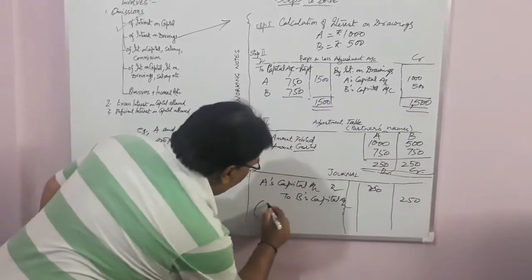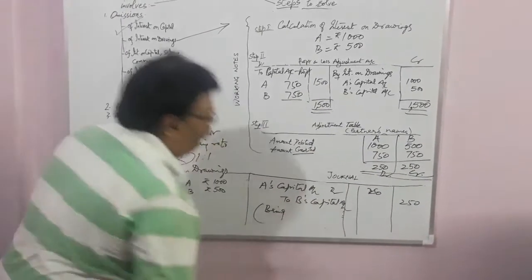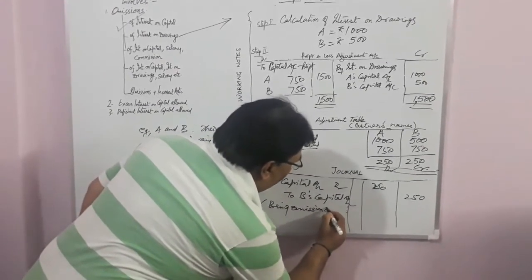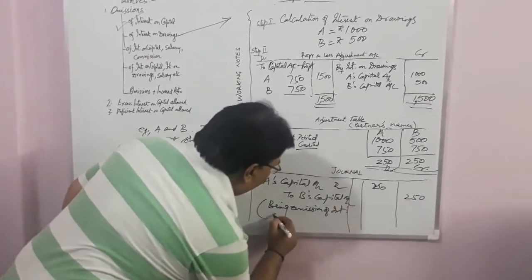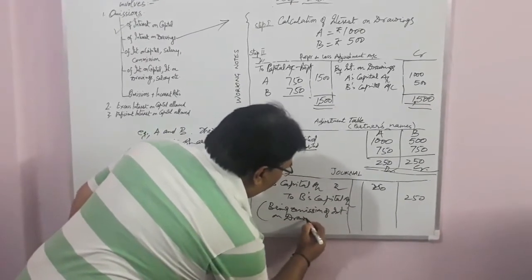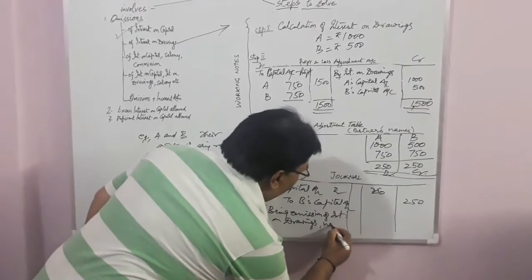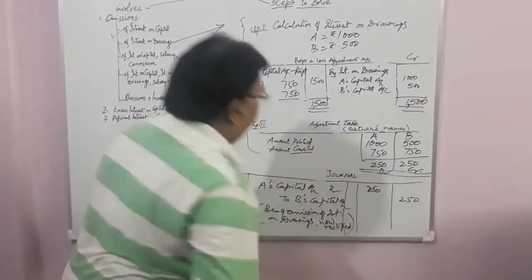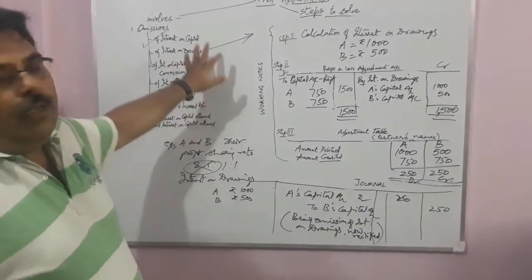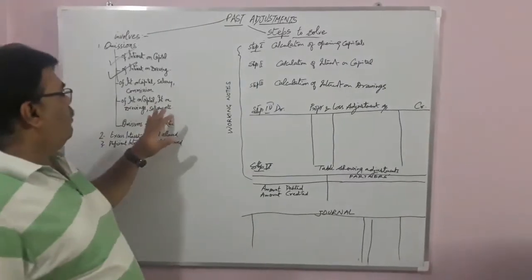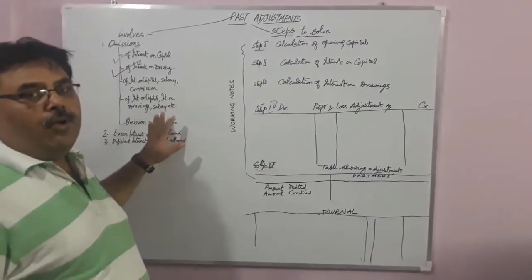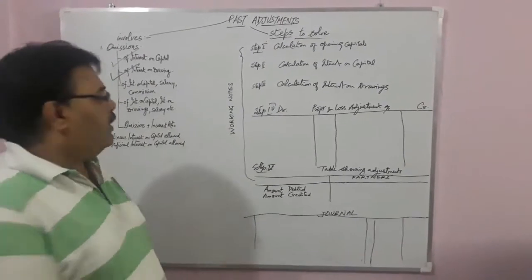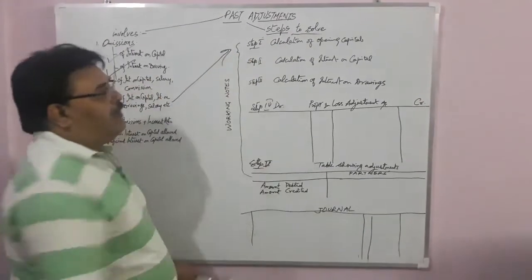So this is done. We have corrected the omission of interest on drawings, now rectified. So this is a very simple method to perform various types of omissions. Another omission, omission of interest on capital, omission of interest on drawings, salary plus commission, etc. The procedure will be the same.